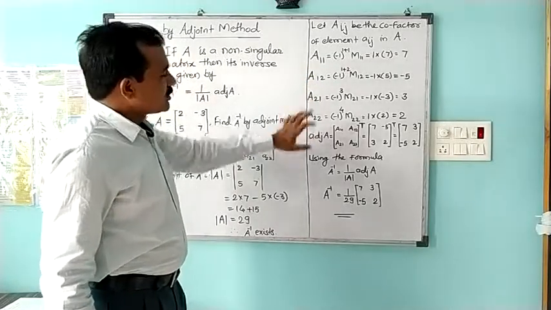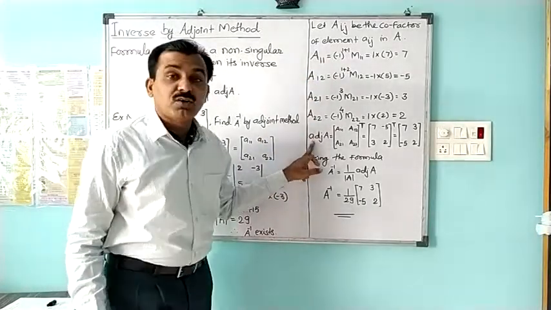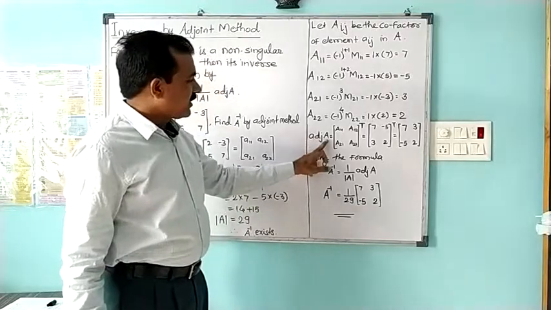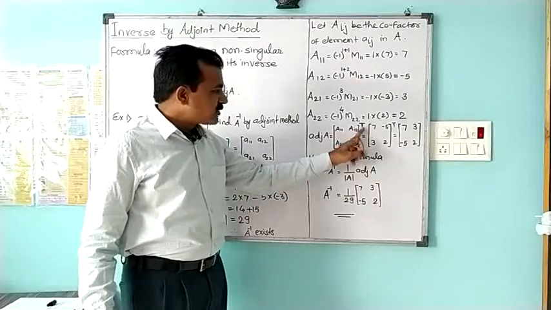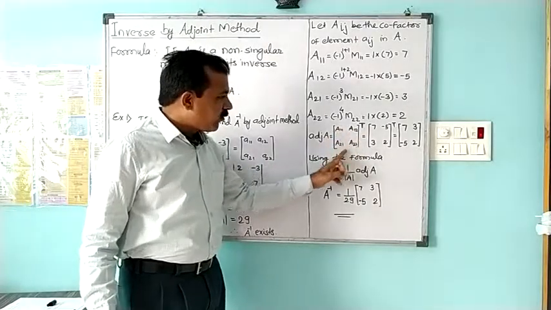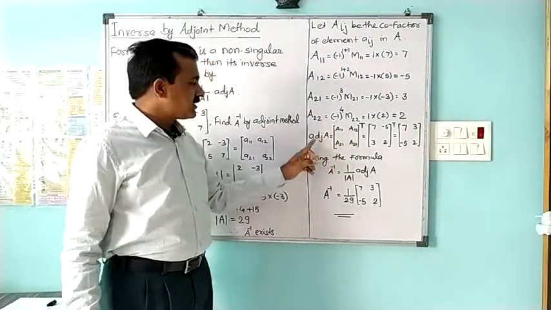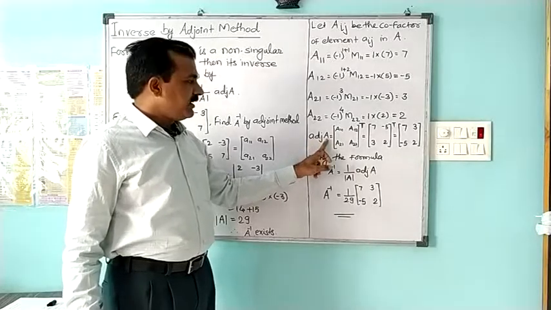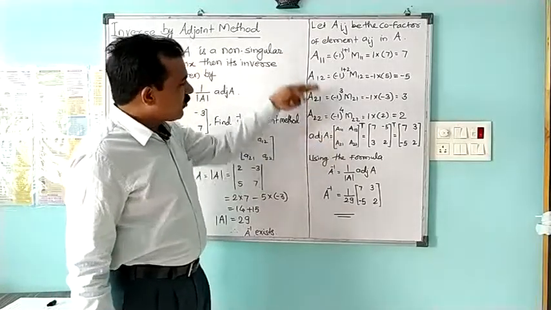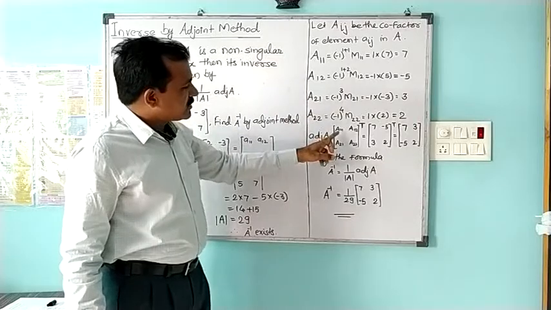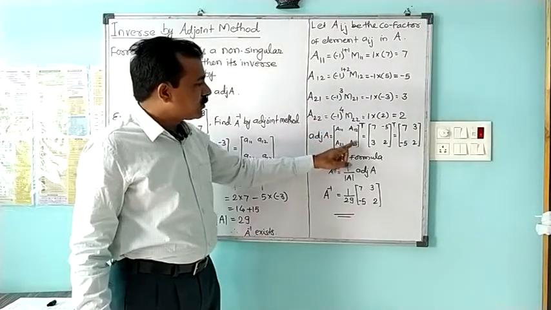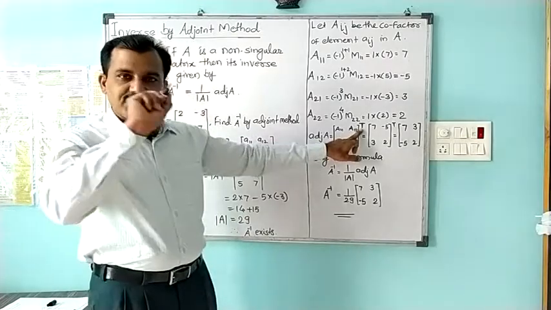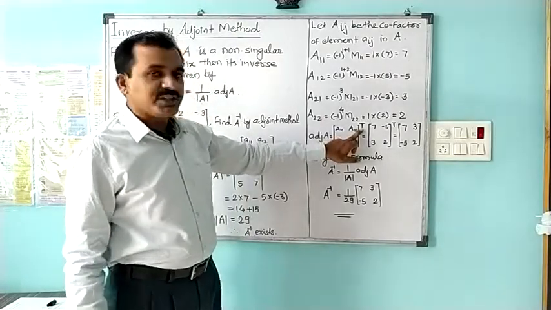So now we have these 4 cofactors. Now we have to use these cofactors to get the value of the adjoint of matrix A. The adjoint of matrix A is defined like this: the transpose of the matrix of cofactors is called the adjoint of matrix A. So if I use these cofactors according to their subscripts, A11, A12, A21, A22 in the matrix, the transpose T is to be taken.